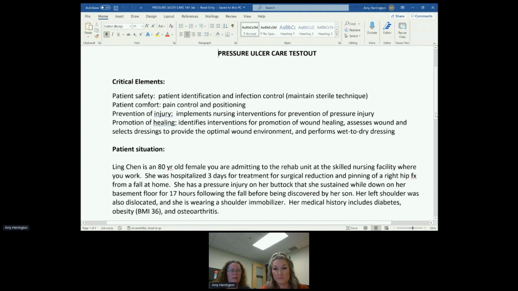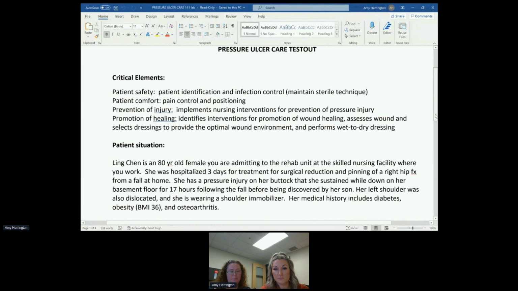Promotion of healing, we focused on wound healing stages, assessing your wound, and selecting the appropriate dressing for the wound, the different stages of the decubitus ulcers, and then they actually had to do a wet to dry packing.